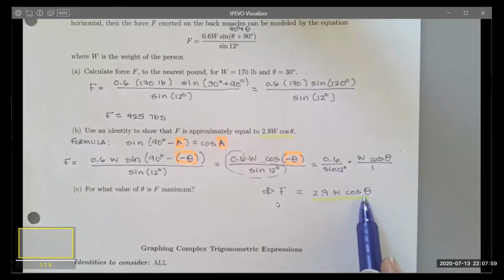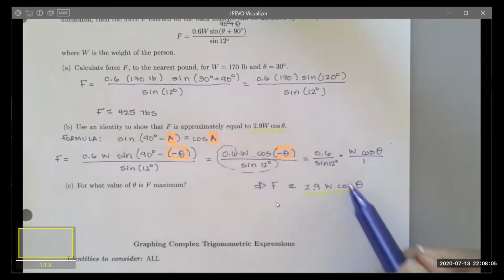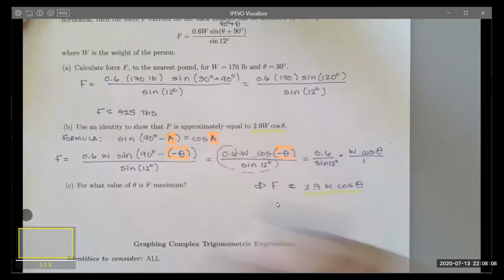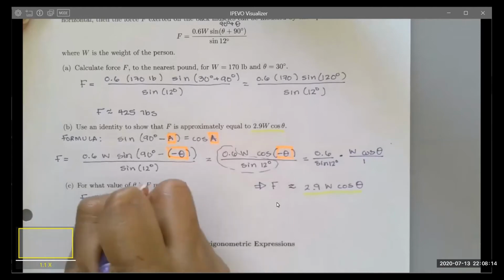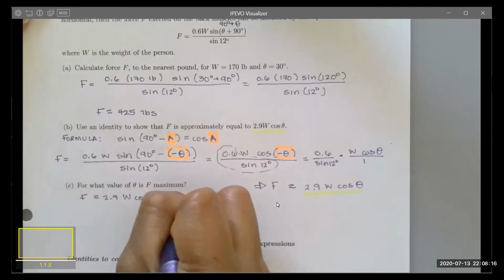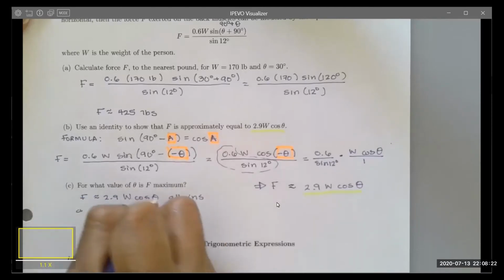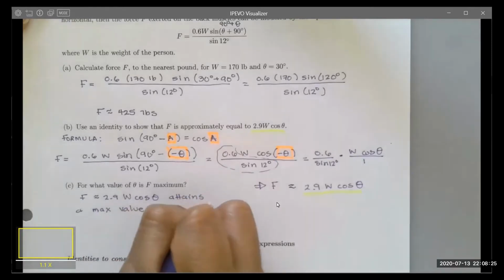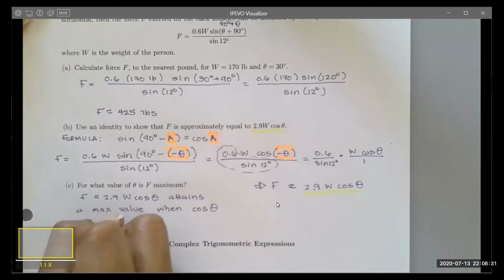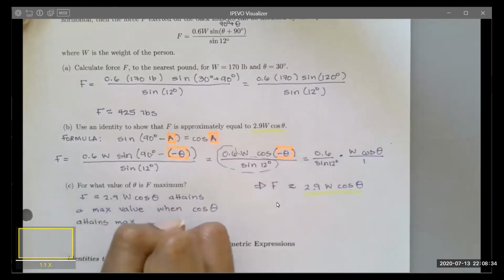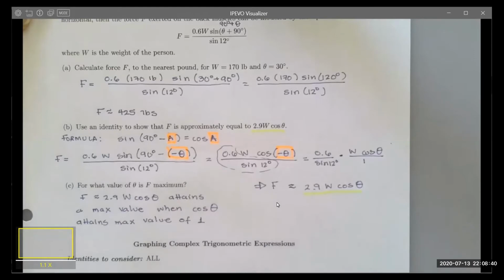That's when you're going to feel the most force on you. Mathematically, that makes sense too, because notice the force is approximately 2.9 W cosine theta. So this attains a maximum when cosine attains the maximum. Let me just write that. So F being approximately 2.9 W times cosine theta attains a max when cosine theta attains the max value of 1.